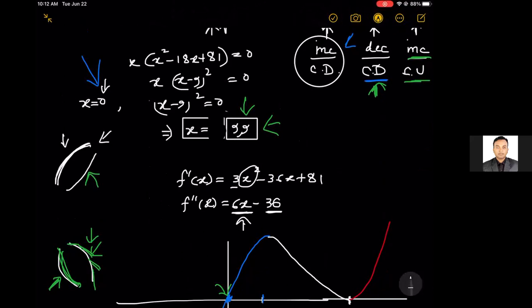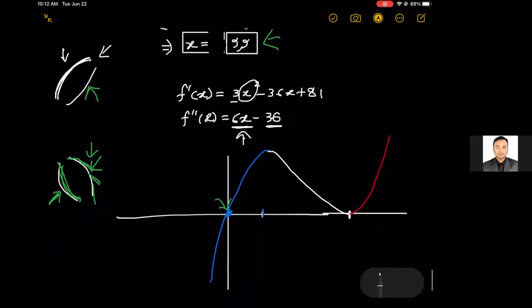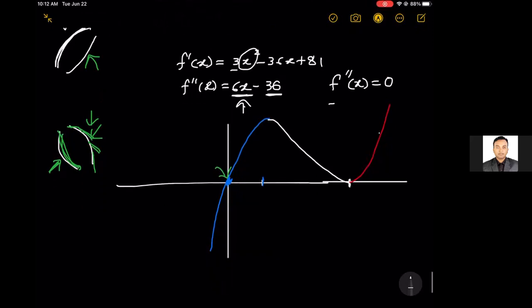Yeah, the second derivative is 0, definitely at 6. But this doesn't mean we need to have an inflection point. We need to check. Let me see. Yeah, good point. Very good point. We may not have an inflection point. We have seen examples of that. Because if you put 5 into the second derivative, it's negative, which means it would be concave down.